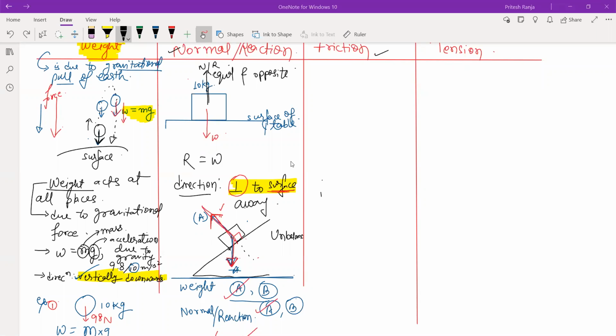Yes, everyone should do. And then we will talk about the friction force.